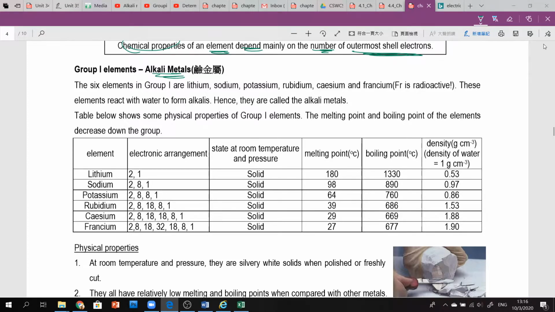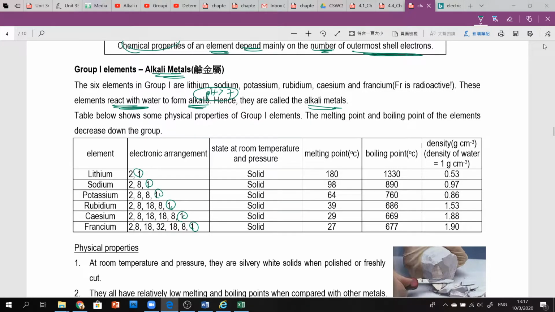What they have in common is that they all have one electron in the outermost shell. So we have lithium, sodium, potassium, rubidium, cesium. Francium is something radioactive below cesium. When you say alkaline, it is because once they react with water, they will form alkalis. The solution is alkaline, pH is greater than 7. So they are called alkali metals.